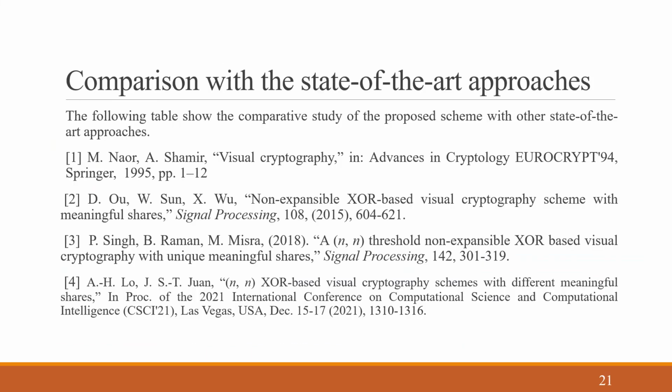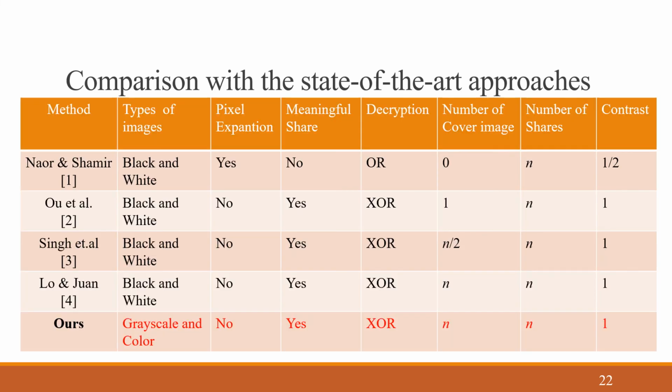In this section, we compare our scheme with other state-of-the-art approaches. The first paper is Naor and Shamir's research. The second paper is O's research. The third paper is Sun's research. Sun extends the capabilities of O's research. The last paper is Low and Run's research. The types of images of our scheme are grayscale and color, so we compare the capabilities with other schemes.